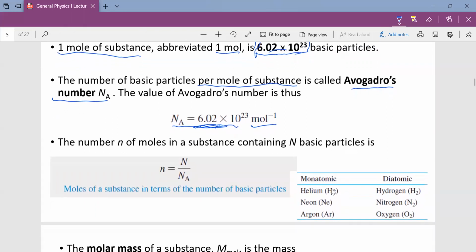Now, if the Avogadro's number defines the basic particle, what happens when we have multiple particles in the system? The number of moles in a substance containing n basic particles has the relationship: number of moles equals n, the total number of particles in that system, divided by the Avogadro's number, and that will give us the number of moles in that substance.